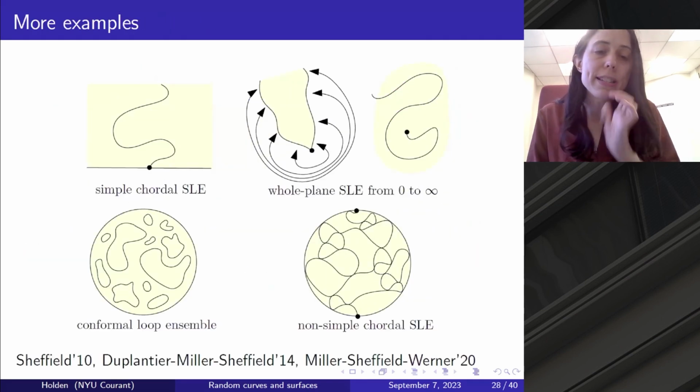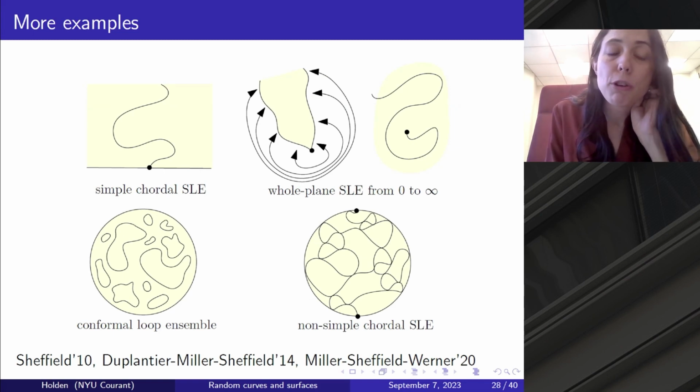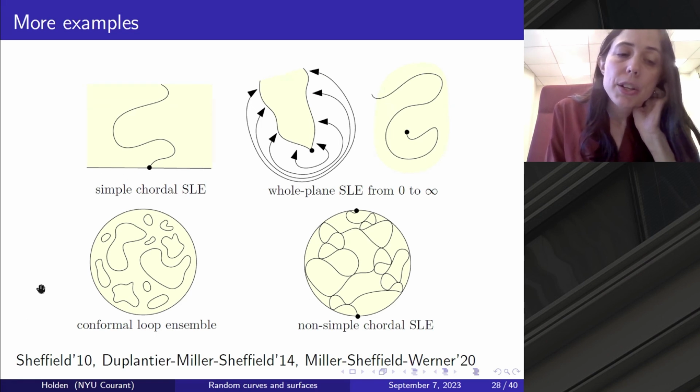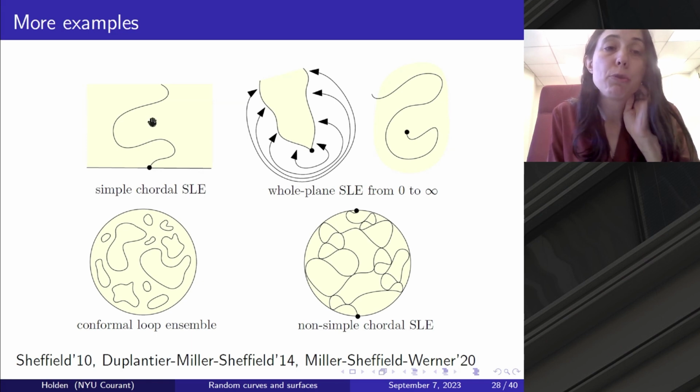So the two results I cited so far are just two among a large number of welding results that have been proven in recent years. Conformal welding results in the flavor that I was presenting here go back to this work of Sheffield from 2010. He was gluing together two surfaces with half-plane topology in order to form a third surface with half-plane topology.